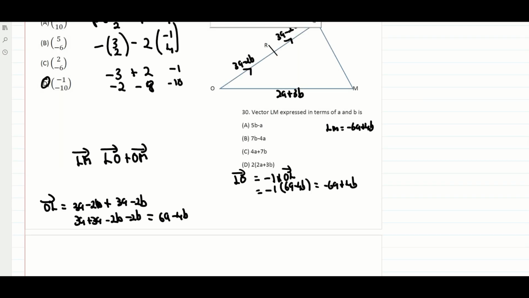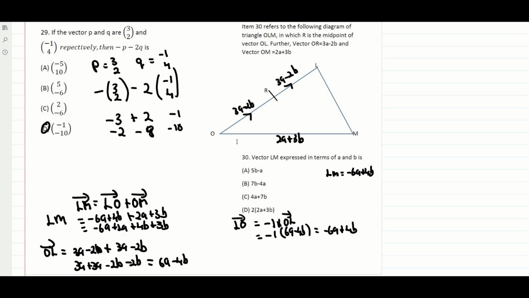So LM is equal to LO, which is minus 6A plus 4B, plus OM, which is 2A plus 3B. So that's minus 6A plus 2A, plus 4B plus 3B. That would be minus... okay, I made a mistake, guys, because no, it's 3A.